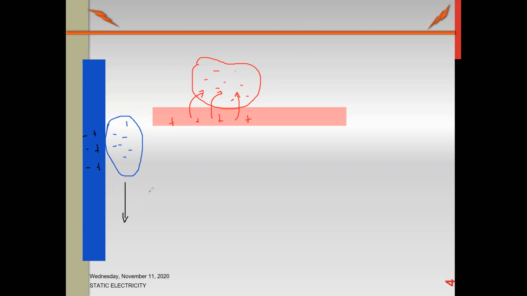One is electrostatic friction. When you rub two surfaces, we call it electrostatic friction. But when you charge an object or distribute the charge within the material with the help of another charged object, we call that electrostatic induction. Is it clear?